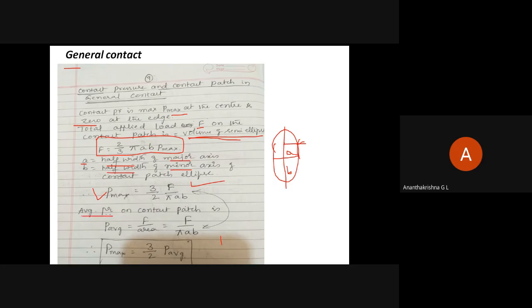As usual, we know average pressure is given by force by area. The area of the ellipse is given by pi a b. Therefore P max is equal to 3/2 times, that is 1.5 times P average. Is that okay? Are you there? Yes, sir. Note down this much now. Contact pressure and contact patch. We have yet to go to the contact patch. What we have taken down is maximum pressure and average pressure. Please note down these equations.